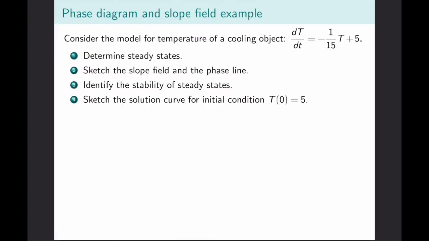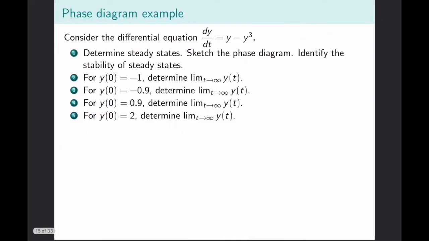This question is very similar to the ones that we've done before, so I'm going to leave this one for you as an exercise. It's a linear differential equation, so it should be fairly straightforward to do. I'm going to do a very similar question, but for a cubic one, so more complicated. So let's go through the examples here. We're asked to determine the steady states, sketch the phase diagram, and determine the stability of the steady states. Notice that if you are simply asked to identify the steady states and determine their stability, then the first two parts are the mechanisms by which you have to do that.